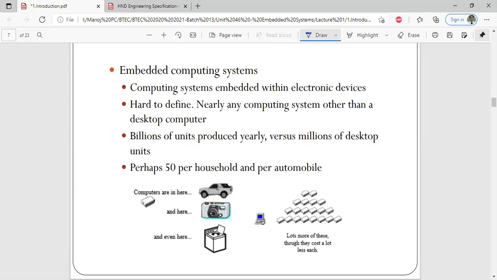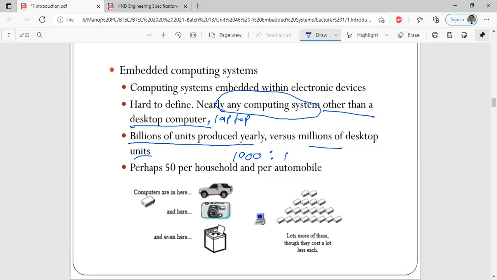So here, other than desktop or laptop computers, or the computers that we have explained previously, all the other computing systems are embedded systems, right? There are billions of units produced yearly versus millions of desktop units. So like 1,000 embedded systems for one computer, like that.